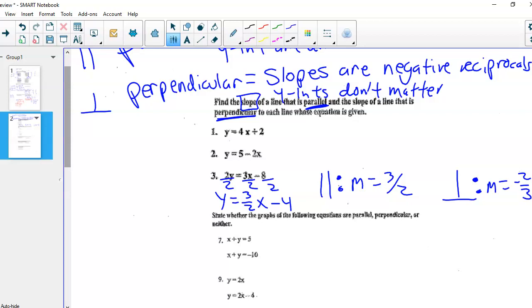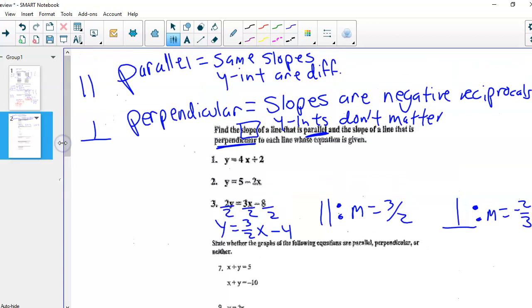Oh, so what you're doing is you're finding the parallel and the perpendicular slope of both. Okay. But it may not ask that specifically. Make sure you're reading the directions. If it says equation, you need the whole thing. But if it just wants slope, you just need the slope. If you put extra, that's too much.